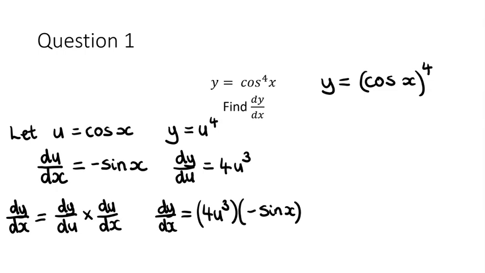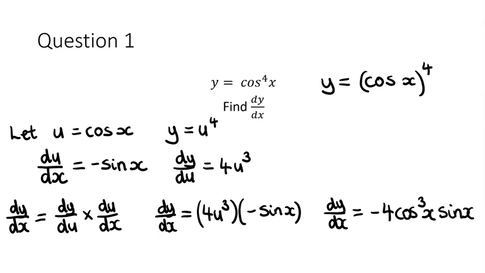So what I then need to do is, I don't want to leave this in terms of u, I want to leave this all in terms of x. Now just go back to that original substitution, that u was cos x, and then just simply multiply this all together. So I'm going to have minus 4 u cubed, but u is cosine, so that's cos cubed, and then times by that sine x. So just multiplying it all together there.